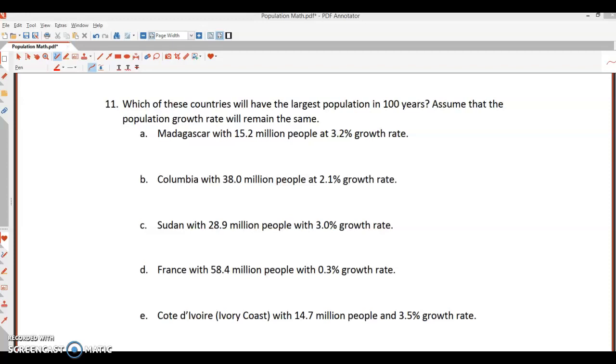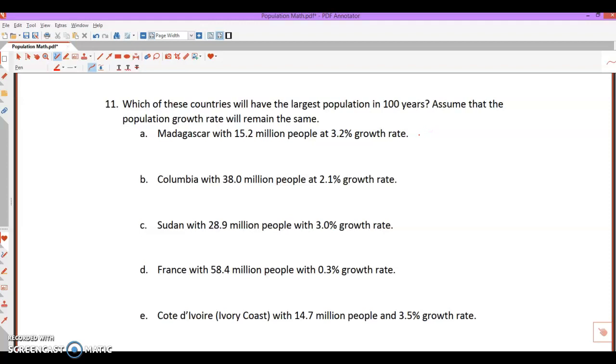So this is technically a multiple choice question. One of these is the correct answer, but you have to calculate what the population will be within 100 years. Okay? So the way you do this is, and I'm going to write this over to the side. So make sure you write this down, or you have the video up when you're trying to calculate these.